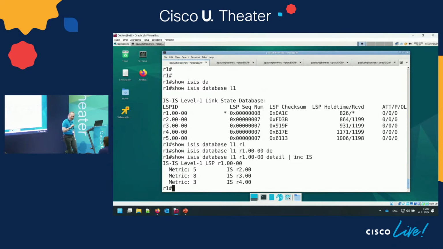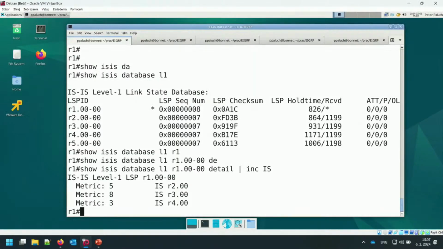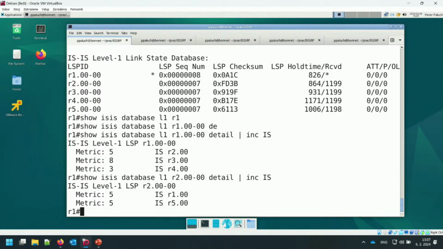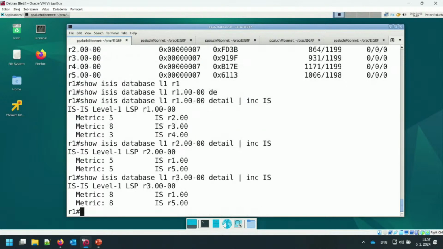I can go on now and ask about the next router. How is router 2 connected to its neighborhood? Well, router 2 is connected back to router 1 and to router 5. I can ask about router 3. Notice I'm not moving between routers. I'm operating a single console here. I'm working on R1, but I am pulling the detailed puzzle information from the link states. R3 is connected again to R1 and R5.